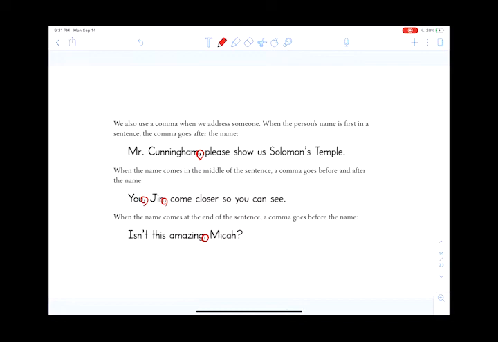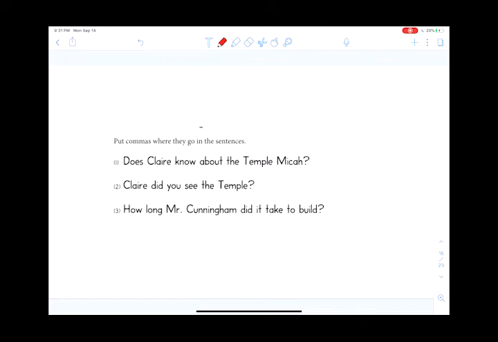Now for the exercise, put commas where they go into sentences. Pause this video and complete the exercise. Ready? Does Claire know about the temple, Micah? Claire, did you see the temple? How long, Mr. Cunningham, did it take to build? Great. Now you see how important commas are to the English language.